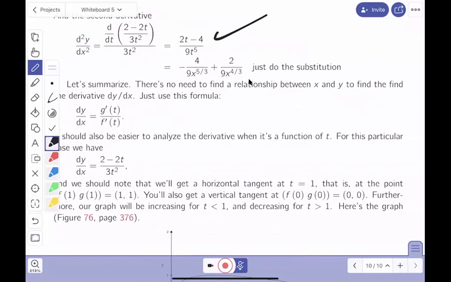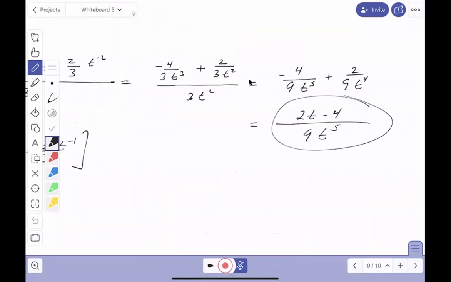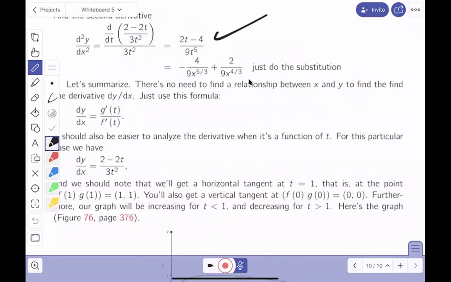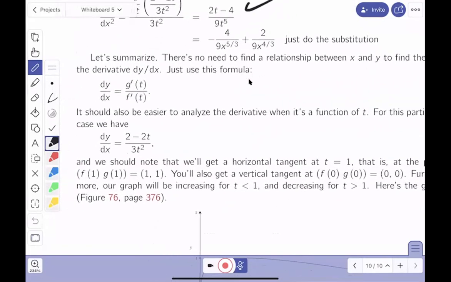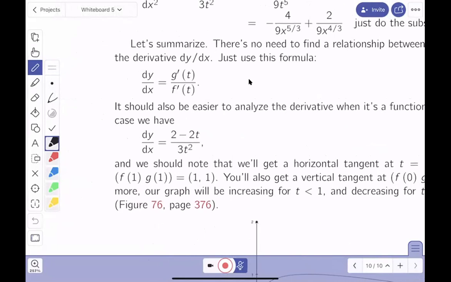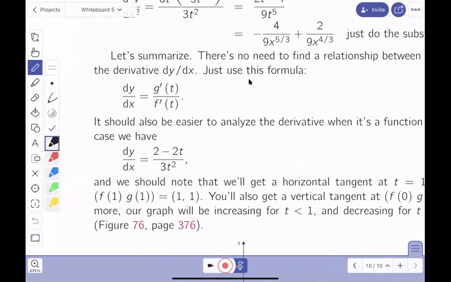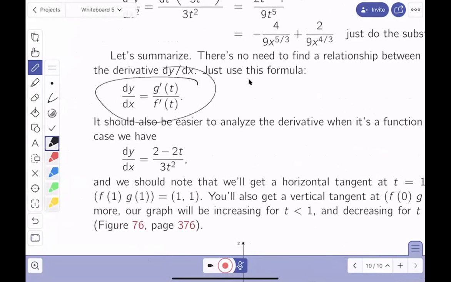By the way, they also do the dy dx. You can do that if you want. I'm not suggesting you do that. So let me just make sure I did get that. 2t minus 4 over 9t to the 5. We did all right. We did it right. So I'm going to summarize this over here: we know how to take a derivative dy dx, fairly simple. The second is a little more complicated, but we can do that.